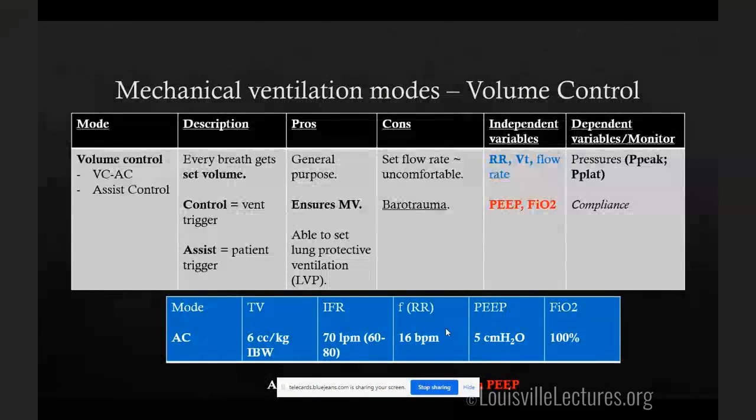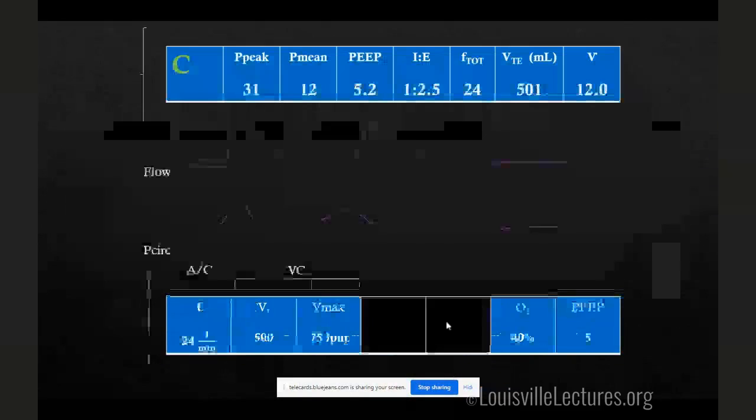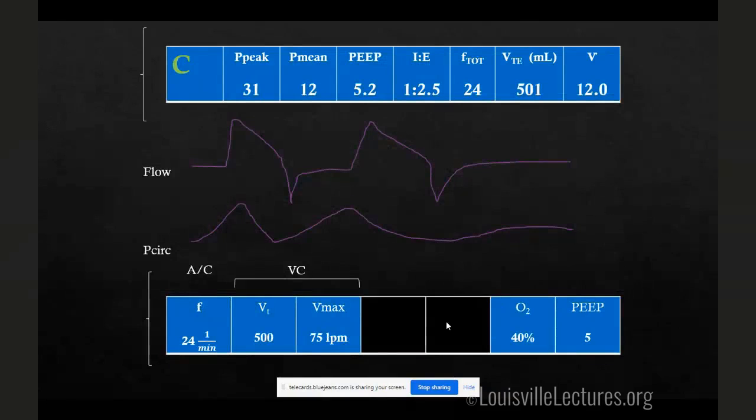And then here is a graphic that I made for you guys to show you what a vent looks like on the screen. So again, we have our settings, so AC, VC, so volume control. We set our rate here on the bottom. So you set the rate of 24, you set the volume of 500, the flow, O2, and the PEEP.